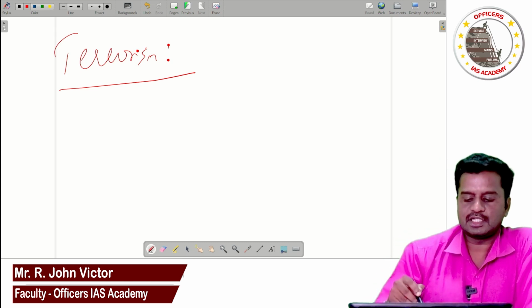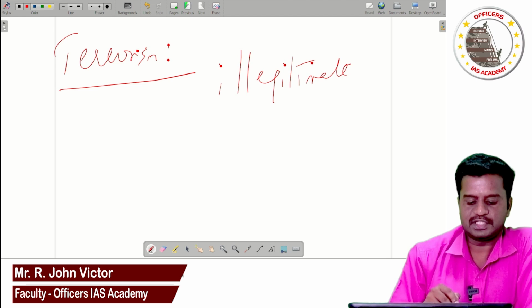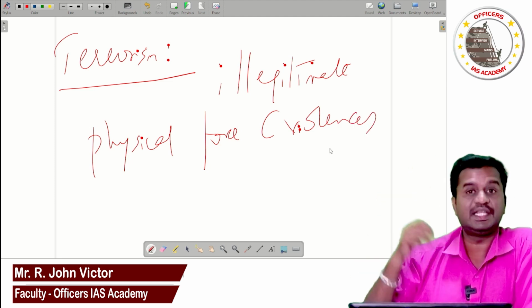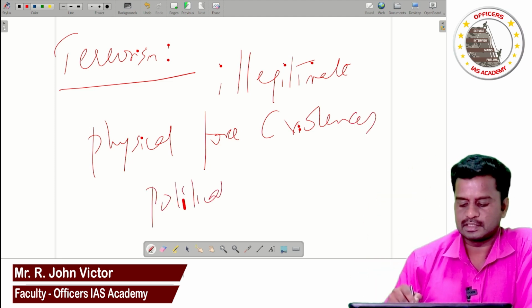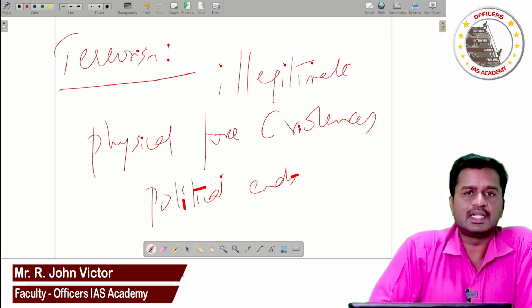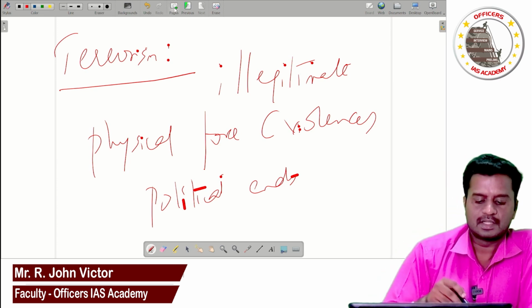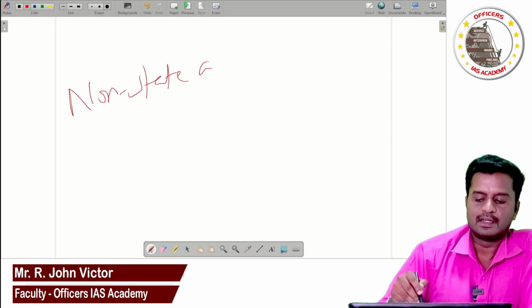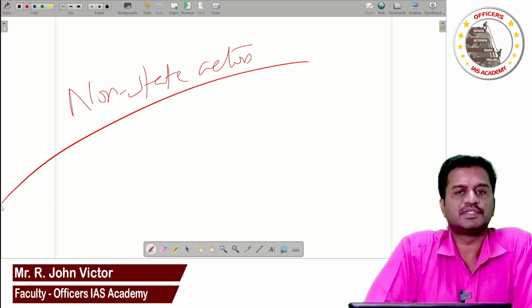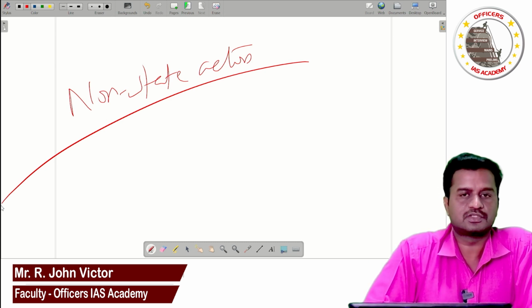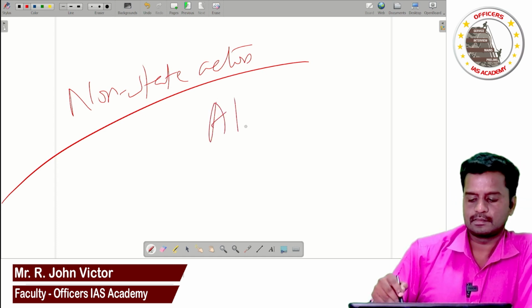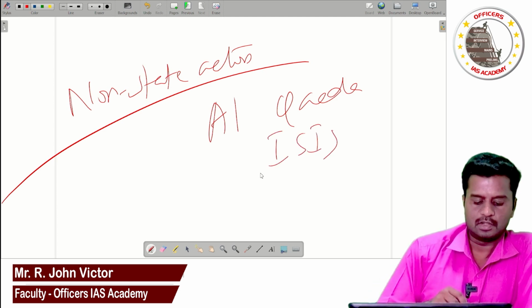Terrorism is the illegitimate use of physical force or violence to achieve political ends. This is called terrorism. Generally, the groups taking up terrorism are non-state actors. Sometimes the state itself is involved in terror. This is called state terrorism. Another concept is state-sponsored terrorism. But normally the non-state actors are involved in terror. Some important non-state actors who are terror groups are Al-Qaeda, ISIS, Lord's Resistance Army.